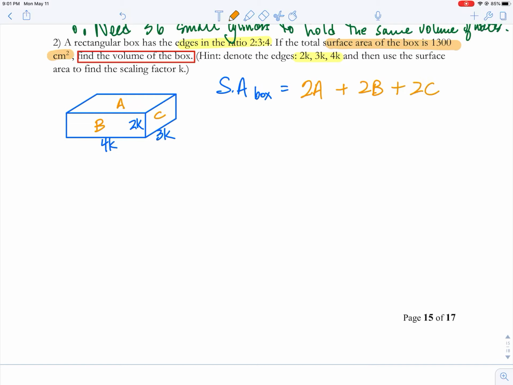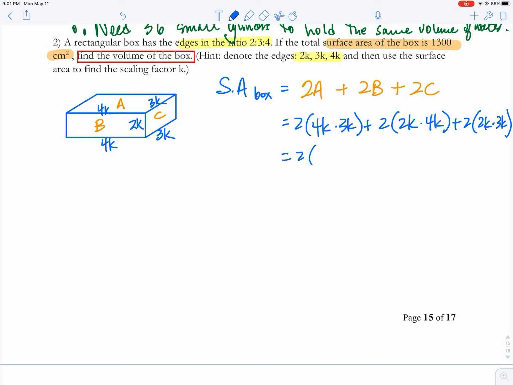I'd have the top and the bottom, those are the A's, the front and the back, those are the B's, and then the 2 sides are going to be the C's. So we know that would be 2 times the area of A, well, that's 4k here and 3k there. It's going to be 4k times 3k. B is going to be 2k times 4k. And C is going to be 2k times 3k.